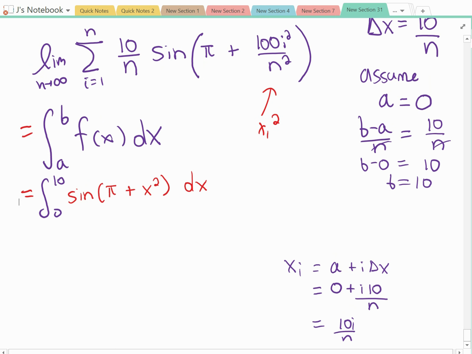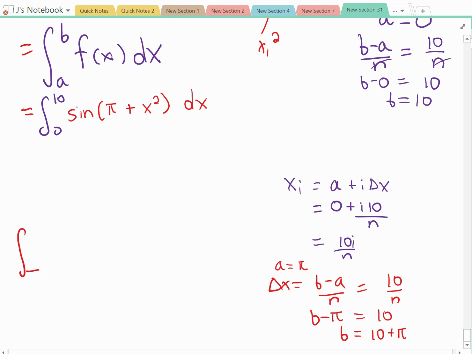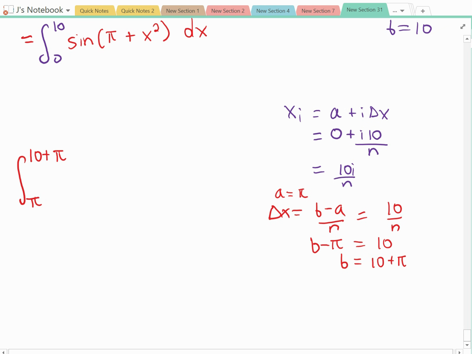Yes. Now we'll assume that's pi. So a is equal to pi. Now what's delta x? Delta x is (b minus a) over n, which is 10 over n. Now we have b minus pi is equal to 10, so b is equal to 10 plus pi. So our integral will be the integral from pi to 10 plus pi. And now x sub i is pi plus 10i over n.